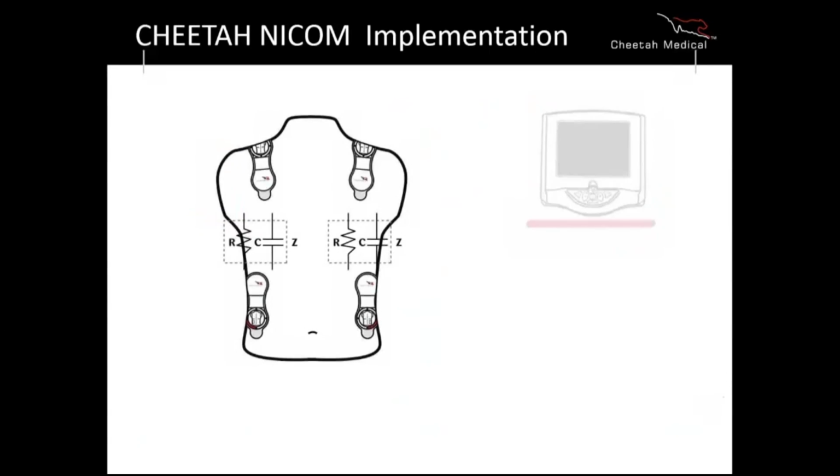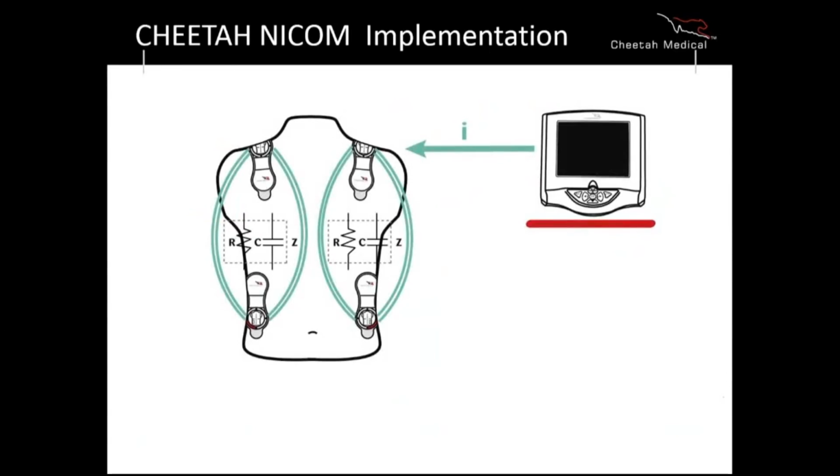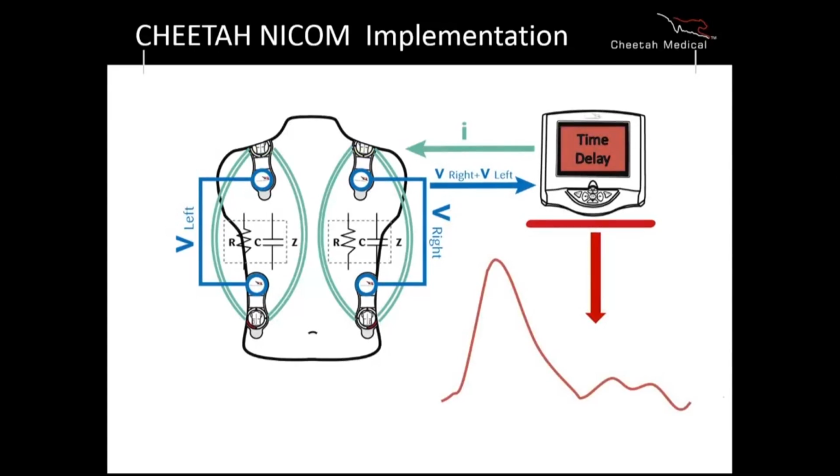So again, the NICOM monitor induced that 75 kilohertz current into the thorax via the outer sensors and received the voltage via the inner sensors. And then it measures the time delay or the phase shift between the induced current and the received voltage continuously. And that's how it built that NICOM signal.